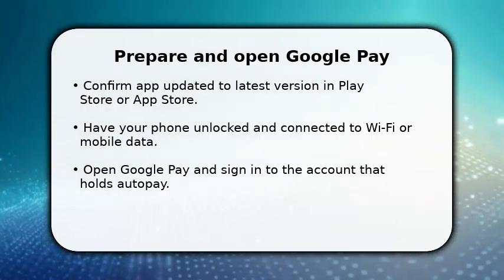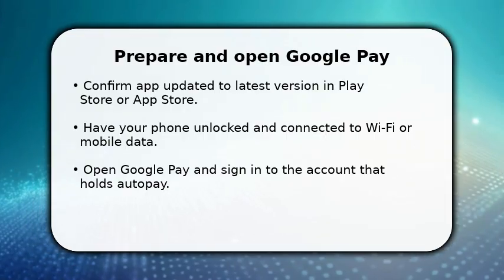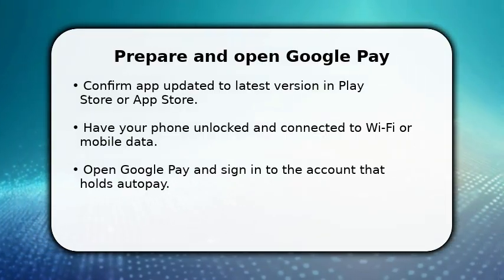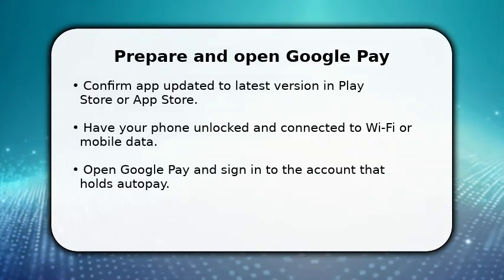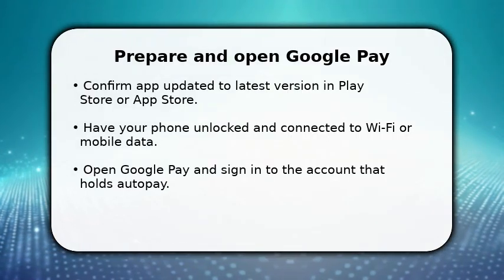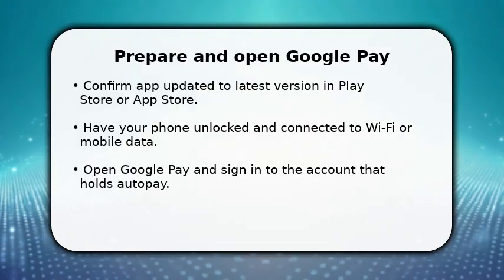Tap the profile icon or menu to access payment settings because Autopay controls live under billing and subscriptions. Make sure to use the same account that set up the recurring charge, otherwise you'll look in the wrong place and the stop won't apply.